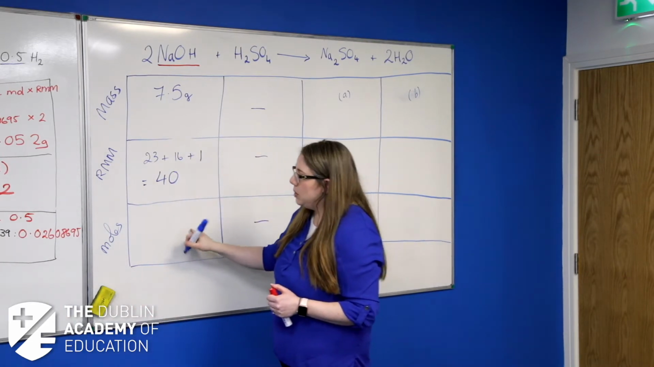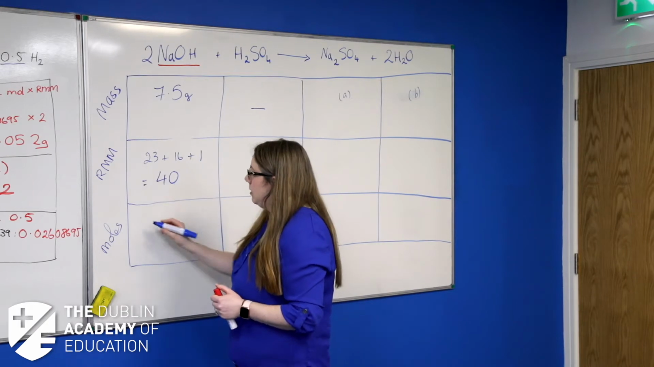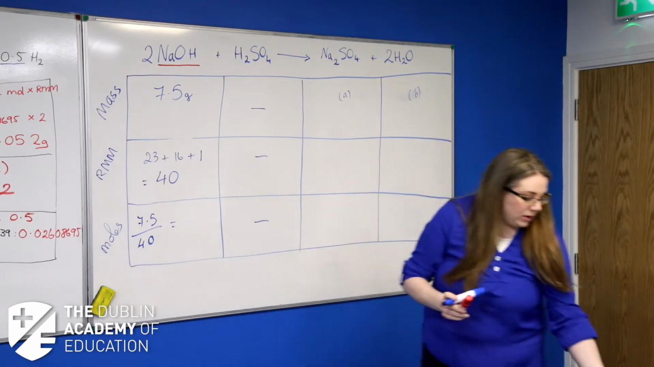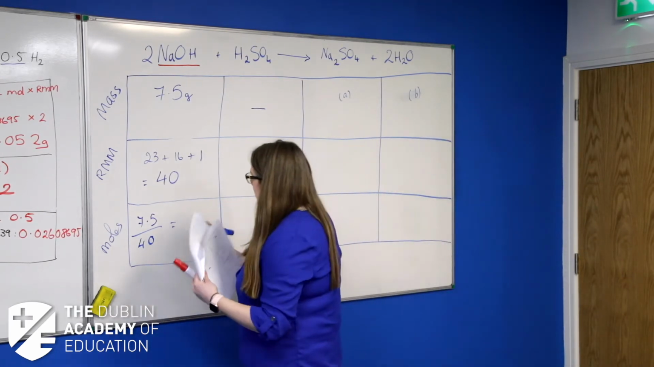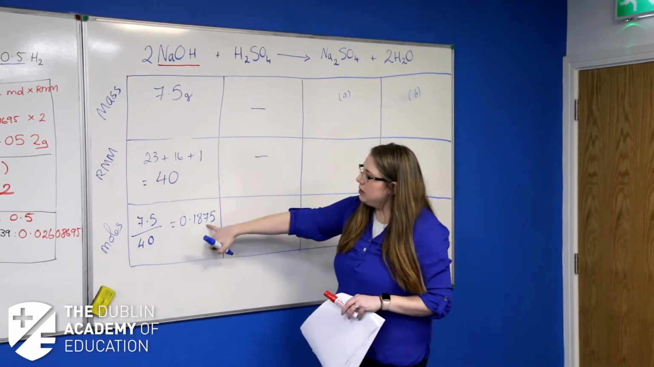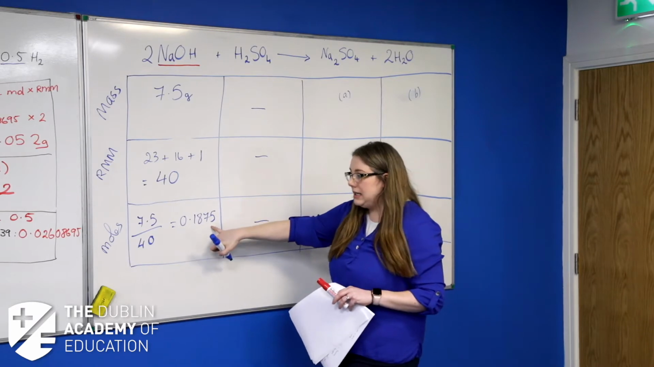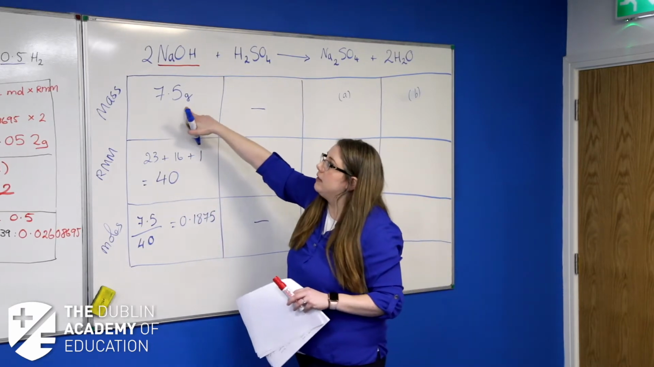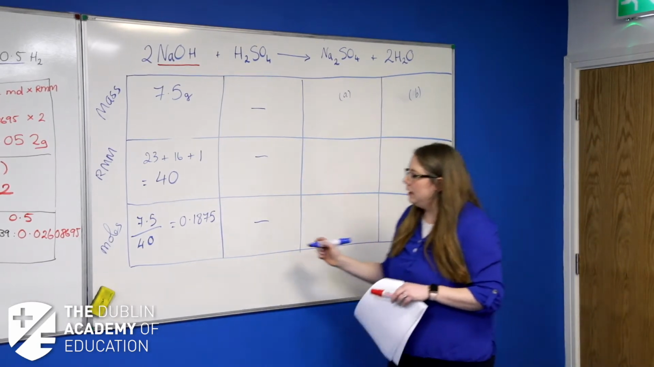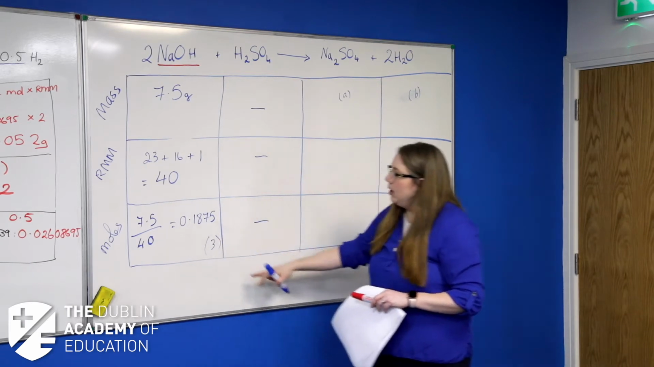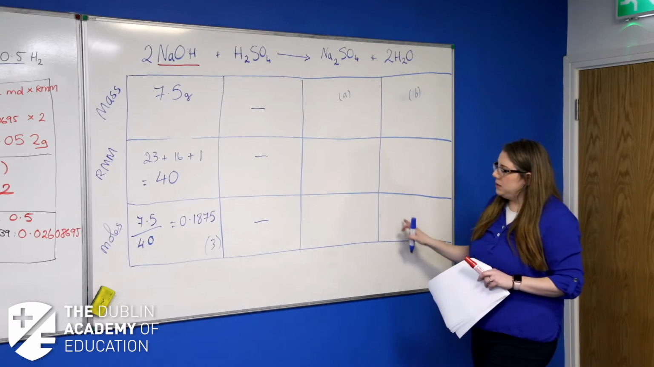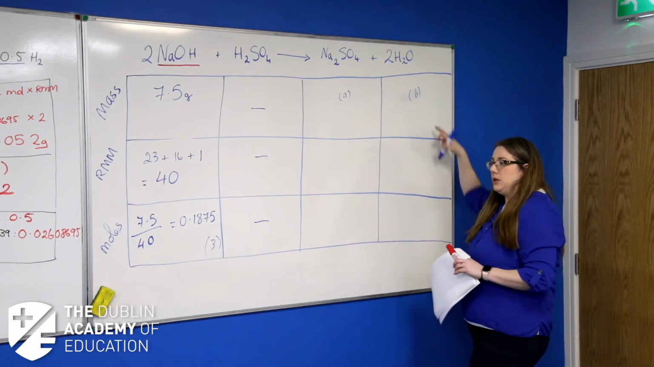Now, to get moles, moles is mass over RMM. So mass divided by the RMM, which is 0.1875. Now, that's the number of moles of sodium hydroxide that you need in this reaction. That's how many moles are in 7.5 grams. Next, we're going to use that to work out the number of moles of my sodium sulfate. You can do both of these at the same time. I'm just going to go after A first, and then we'll do B.